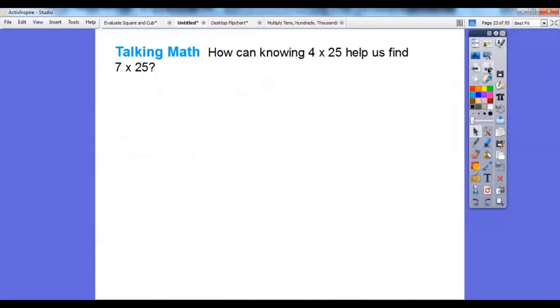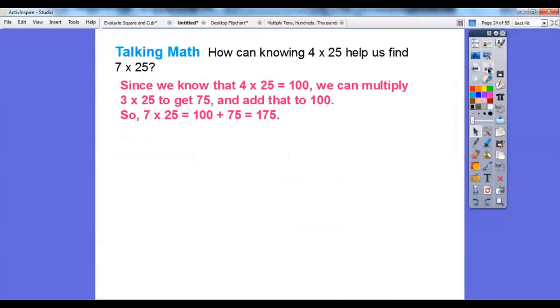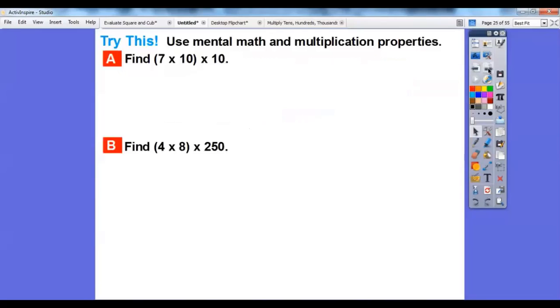How could we know that 4 times 25 helps us find 7 times 25? Well, that's easy. Since 4 times 25 is 100, and 3 times 25 is 75, and 4 plus 3 gives me the 7, I would just take the 100 from the 4 times 25 and the 75 from the 3 times 25 and add those together. So we get 175. Just some nice tricks on this one.